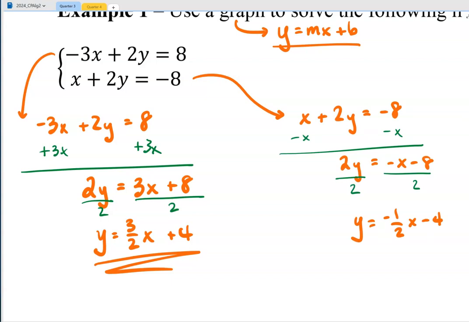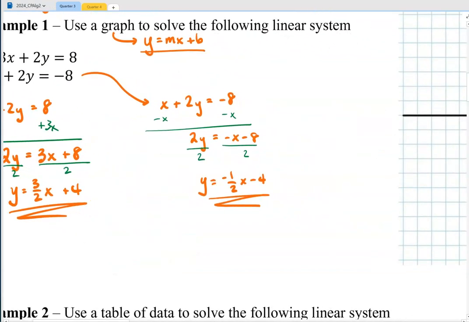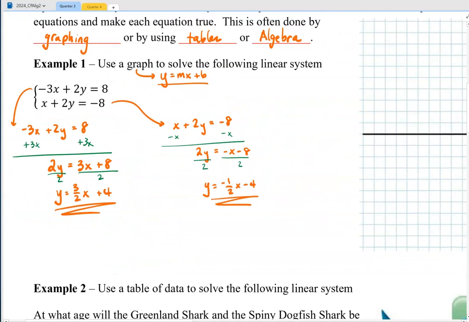So I went ahead and did this one off screen. Hopefully you can see how this answer was obtained. First I started by subtracting x from both sides, then divided both sides by 2, and we're left with this equation down below. So now we have to graph them.